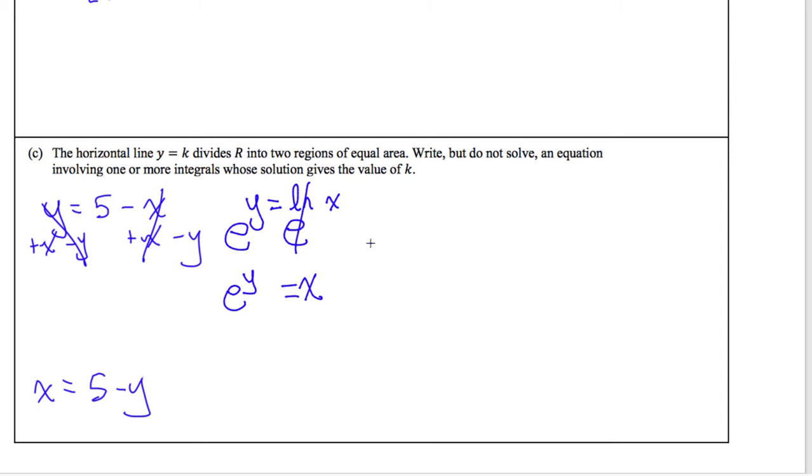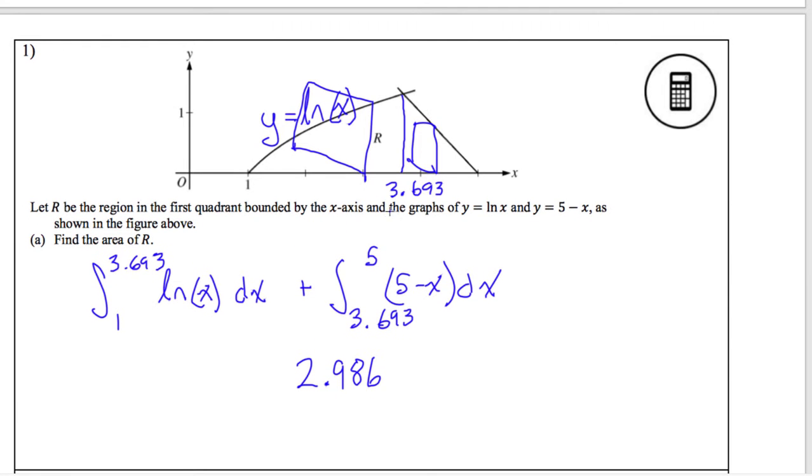All right, so from here, now I need to do top minus bottom, which is right minus left in this case. So that's going to be 5 minus y minus e to the power of y. This represents the area. I could have written this as the integral from 0 to whatever height up here. We found the x-coordinate of this intersection. So this intersection point is 3.693 comma some height that we haven't figured out.